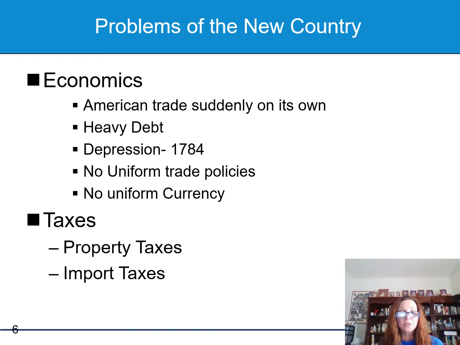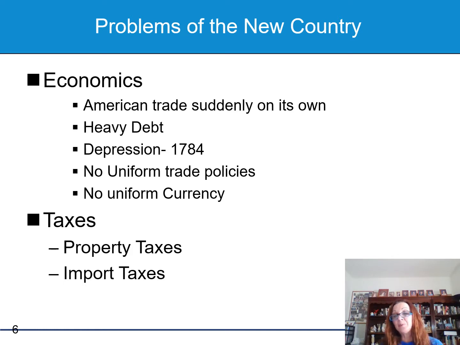Once the Revolution is over and we have our own country, Great Britain is free to buy cotton and tobacco and other products that they had got from us. They're free to buy that from other places. And so we don't have that assured market anymore, and we will have to establish trade agreements with Great Britain as well as other countries.